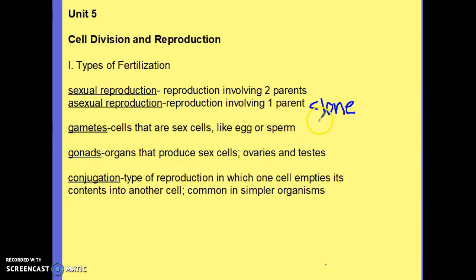Gametes are sex cells, like egg or sperm in the case of humans. Gonads are the organs where sex cells are made, so ovaries if you're female, testes if you're male. And then conjugation, a type of reproduction in which one cell empties its contents into another cell. This is common in very simple organisms.